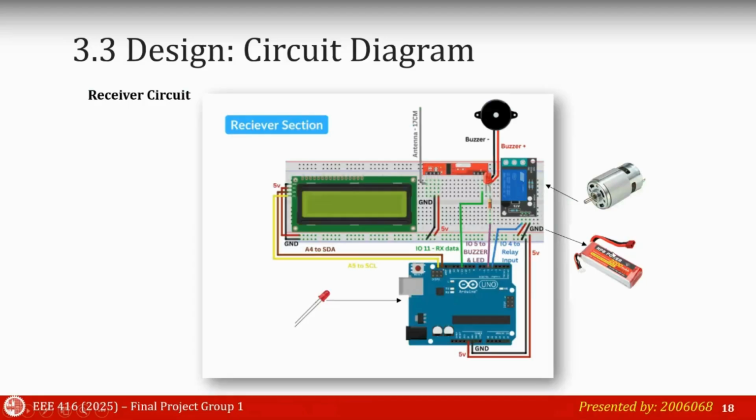Here we are using another battery to power up this circuit, and this is basically the relay. It actually turns the motor off or on. It actually represents whether the bike is turned off or not.